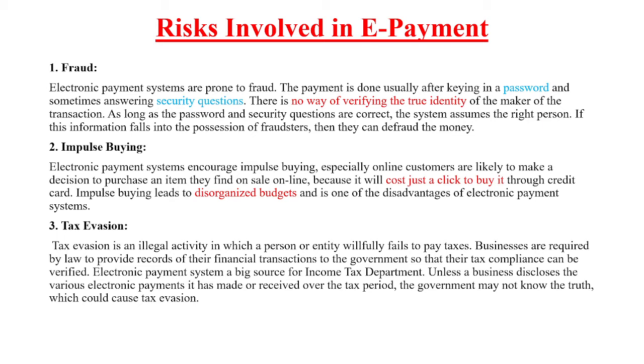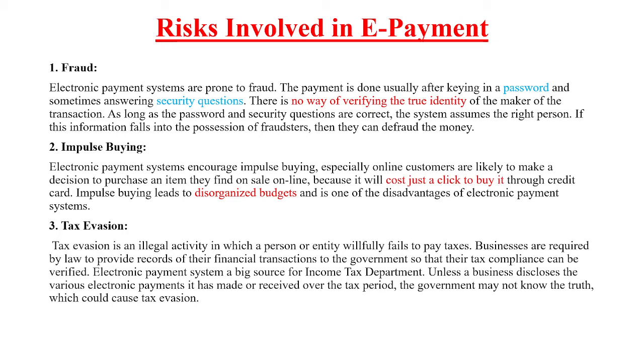Suppose an unauthorized person knows the password and security questions correctly, then the system assumes that that unauthorized person is the right person. And that is the reason why, if this information like password or answers to the security questions falls into the possession of fraudsters, then they may defraud the money. This is the first risk.